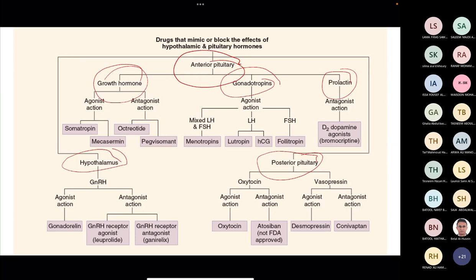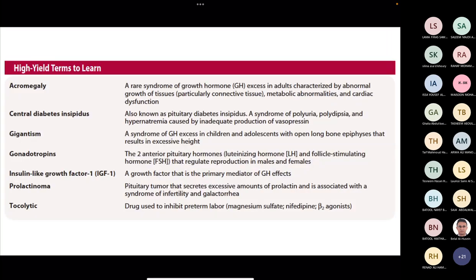Okay, and the same applies to the posterior pituitary. Now there are some terms in the textbook that you have to be familiar with. A young child may be born with an excess of growth hormone and will grow larger than the normal size of other kids. This could lead to many complications, and this is referred to as gigantism.